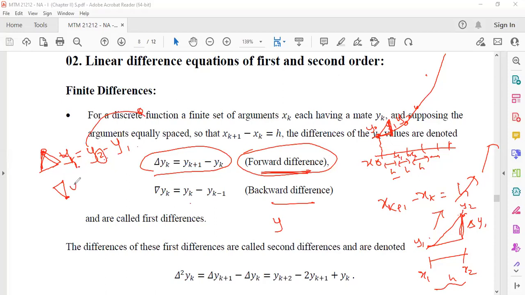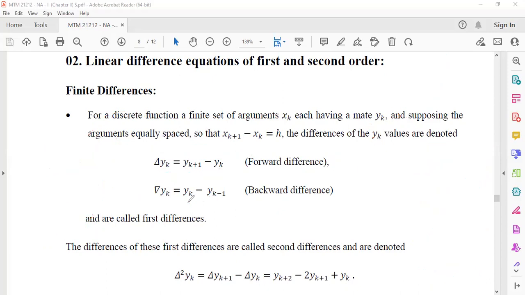But if it is backward, you have to take the same yk minus the point less than that yk, okay? So it is going backward this way, so it is called the backward difference. So that is the note here, okay? You can write it down. These are called our first differences, okay?